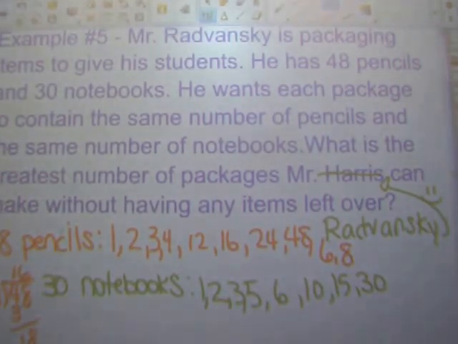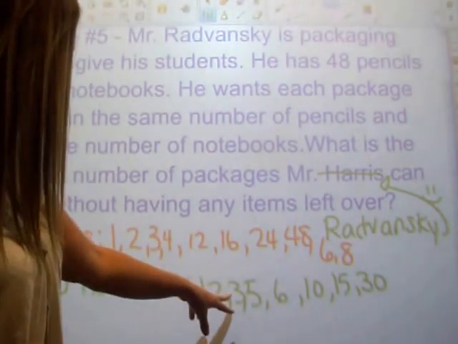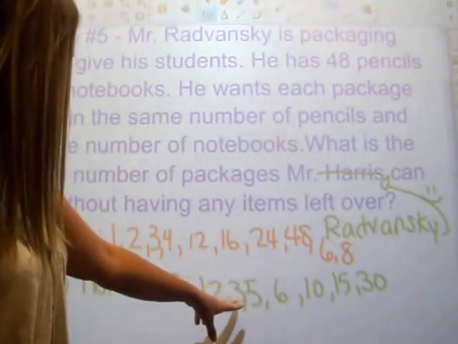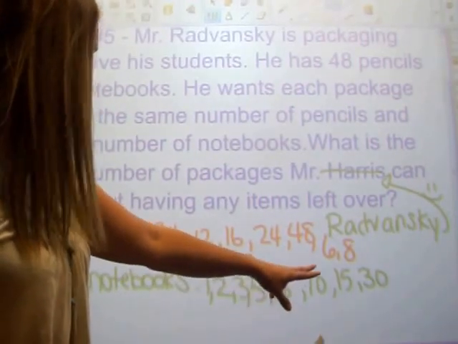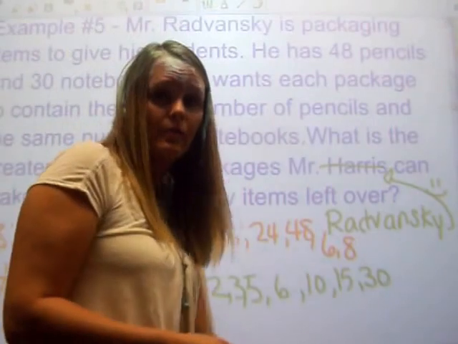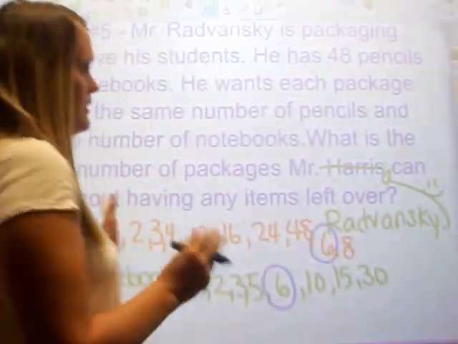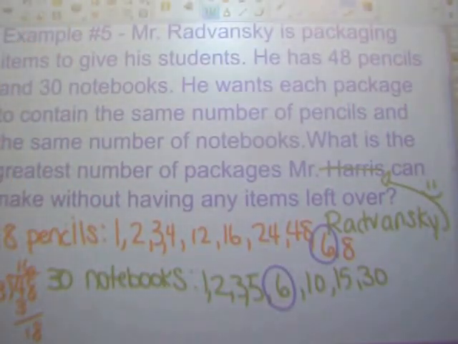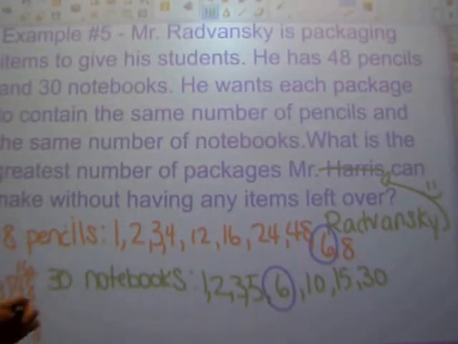So let's see what is the greatest number that both can be divided evenly. They both have a 1, so we could put them all in one group. They both have 2, both have 3, don't both have 5, they both have 6, no 10, no 15, no 30. So the greatest way that these could be divided evenly is into 6 groups with none left over. So the greatest number of packages that Mr. Advansky can make without having any left over is 6 packages.